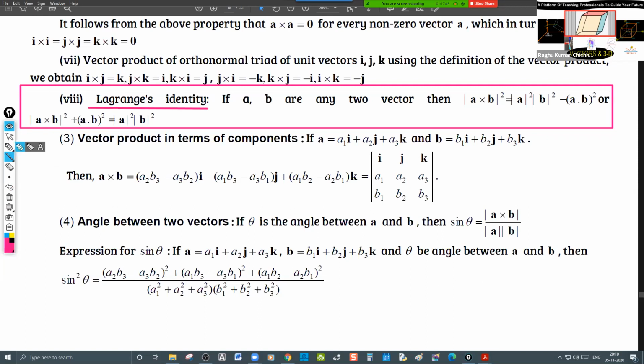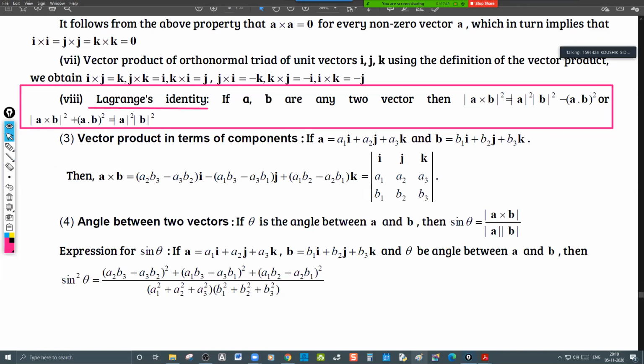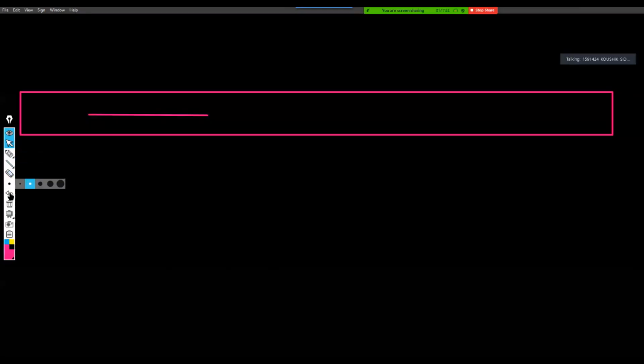Siddharth Kaushik is there, no? Now I am proving Lagrange identity. Not there? He'll come. Just wait. So now what is Lagrange's identity?